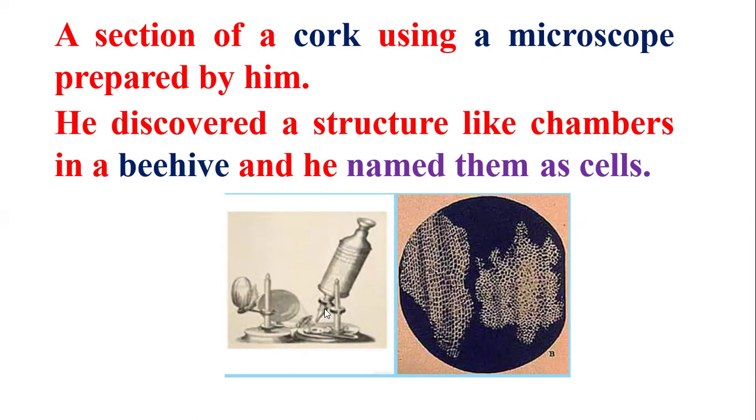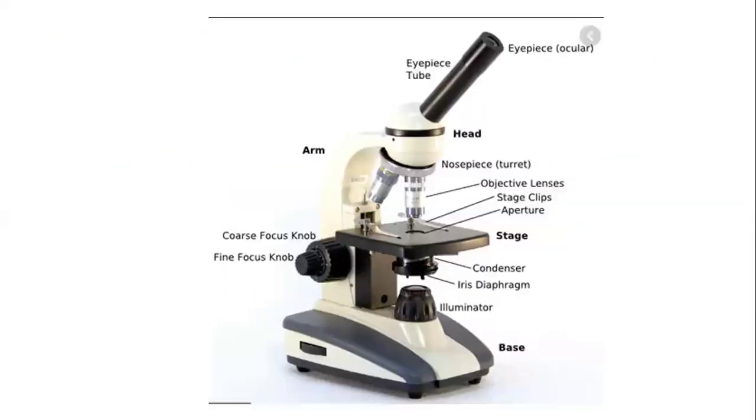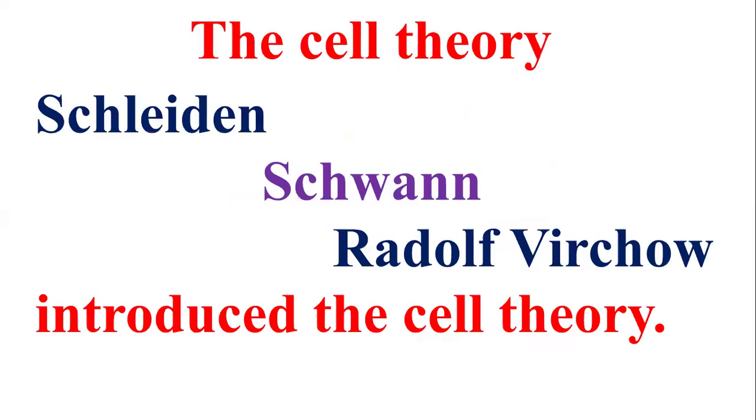And who discovered the cell first? Robert Hooke. This is a light compound microscope.